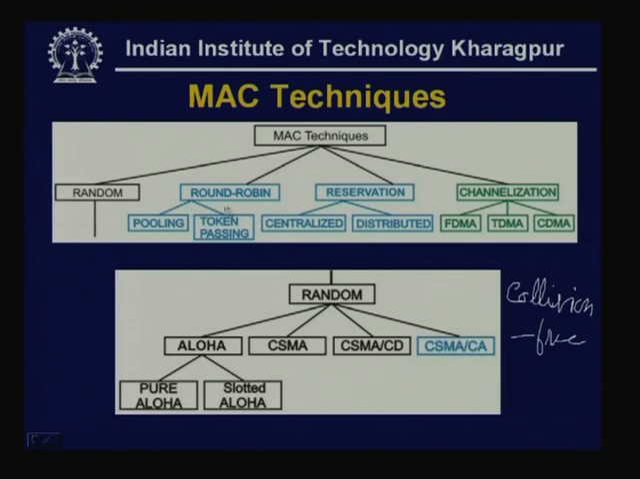Then there are two other basic approaches like round robin, where you have two techniques, polling and token passing, which we have discussed in detail. Then the reservation based protocol, having two distinct categories of protocols which are based on centralized scheme and distributed scheme. All these things we discussed in the last lecture, and in this lecture, as I mentioned, we shall discuss the channelization approach based on FDMA, TDMA and CDMA.